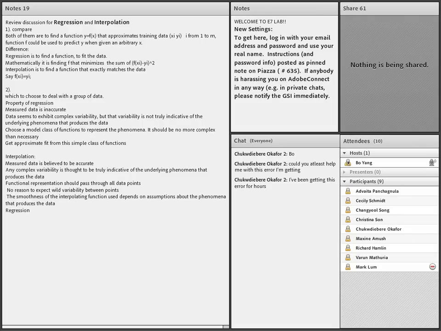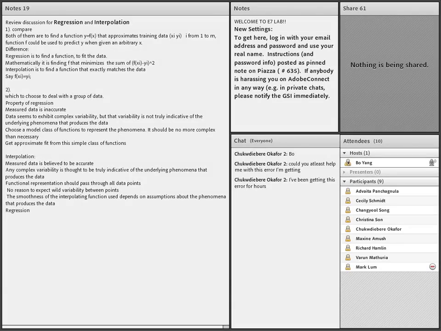For interpolation, measured data is usually believed to be accurate. Any complex variability is thought to be truly indicative of the underlying phenomena that produces the data. The function should pass through all the data points. These two paragraphs are from the video.